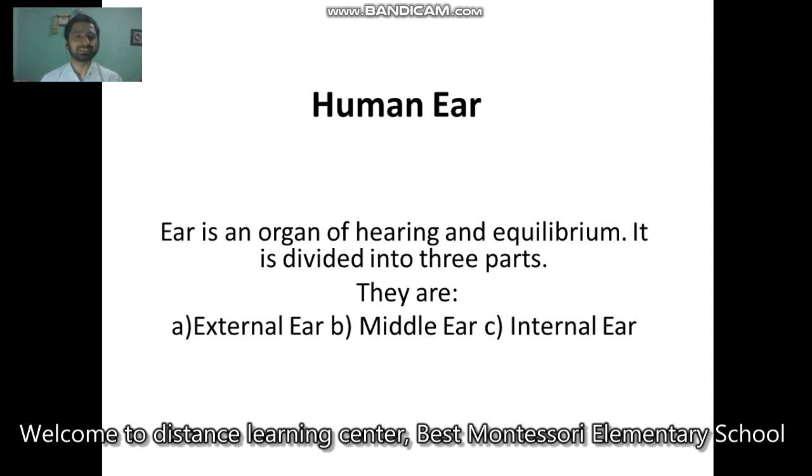School, Lazimbat. In the previous class, I talked about the human eye, one of the sense organs, and today I am going to talk about the human ear, another sense organ. We think it is only an organ of hearing, but it is responsible for maintaining our body equilibrium and the internal and external pressure. It is divided into three parts: external, middle and internal ear.